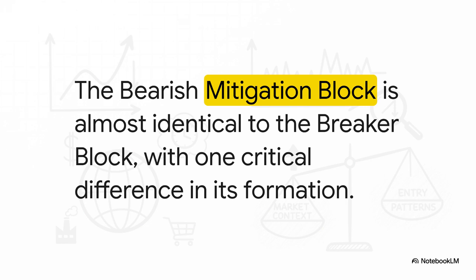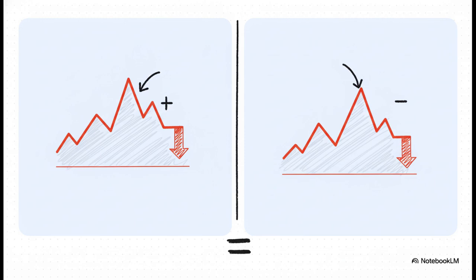All right, next up we have the bearish mitigation block. Now, pay close attention because this looks almost exactly like the breaker block, but there's one tiny but super important difference. And here it is. This is the only thing that separates them. With a breaker block, price makes that higher high before it tanks. But with a mitigation block, it fails to make a new high. It just makes a lower high. That's it. That is literally the only difference. And it's really important to know one isn't better or stronger than the other. They have the exact same significance.